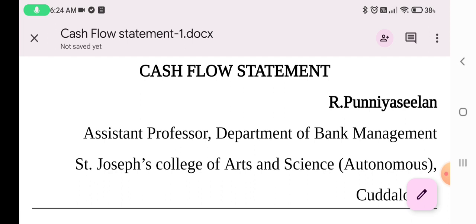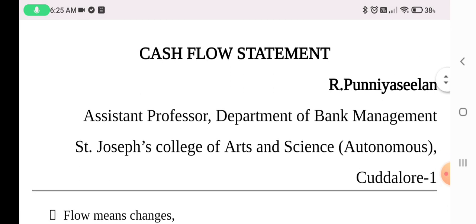You know that all the companies or all the business must prepare and publish the final account at the end of the year. The final account comprises three important documents: one is a profit and loss account, a balance sheet, and cash flow statement. Today I am going to give you a detailed view of cash flow statement, how to prepare a cash flow statement, and what procedure you have to follow while preparing the cash flow statements.